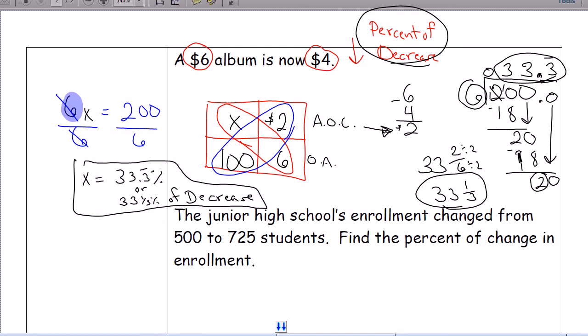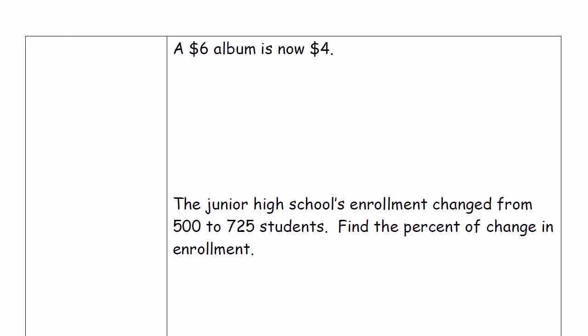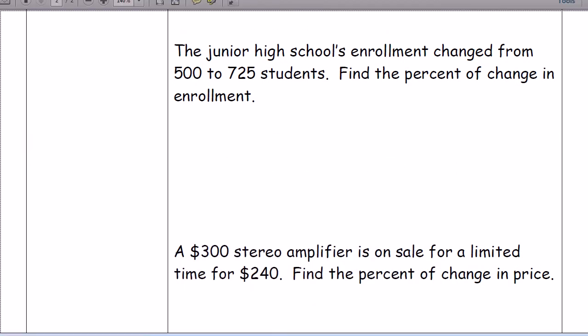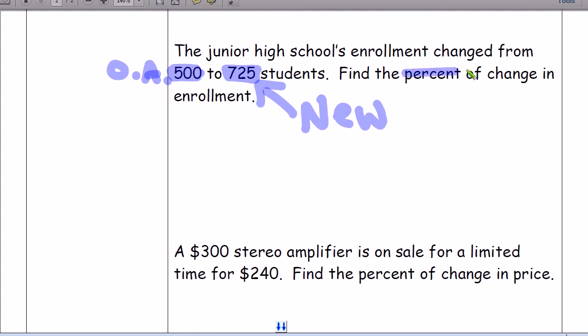Okay? Now the junior high problem. Let's look at this one right quick. So junior high school enrollment changed from 500 students to 725. Find the percent of change in enrollment. Okay, so let's think about what's going on here. It changed from 500, this is your original amount, to 725. That's the new amount. Okay, and we want to know the percent of change.